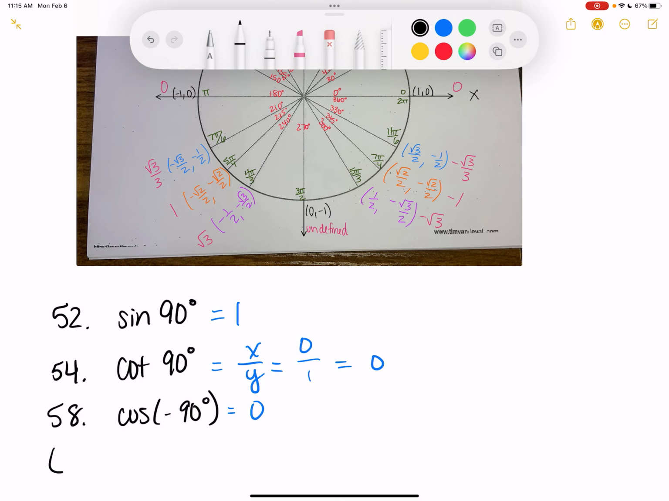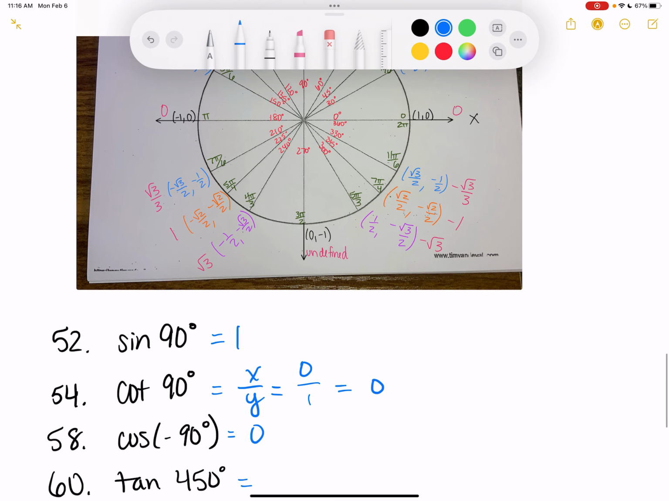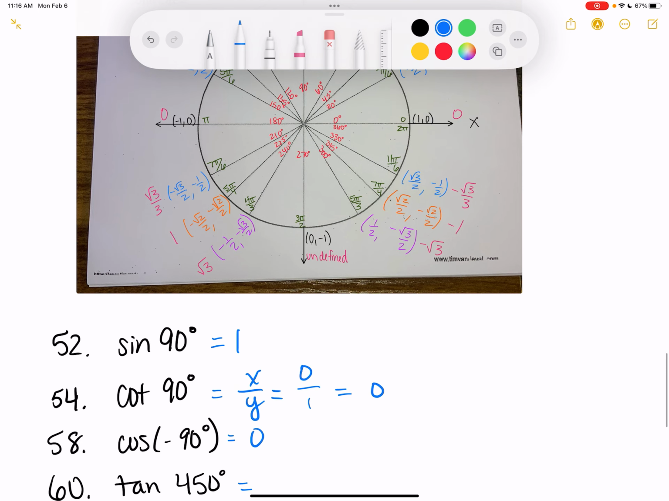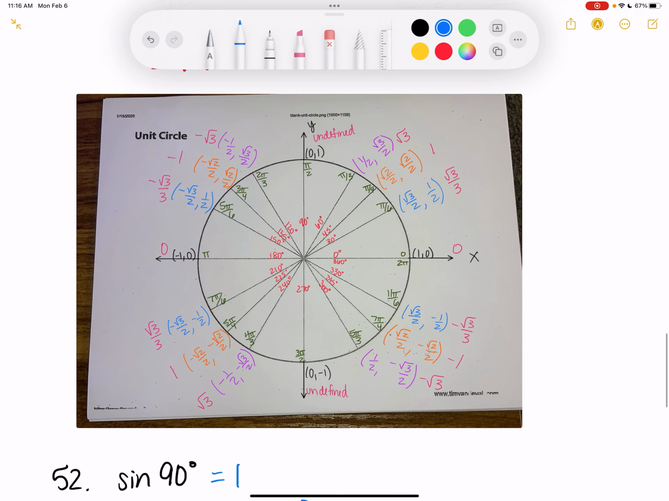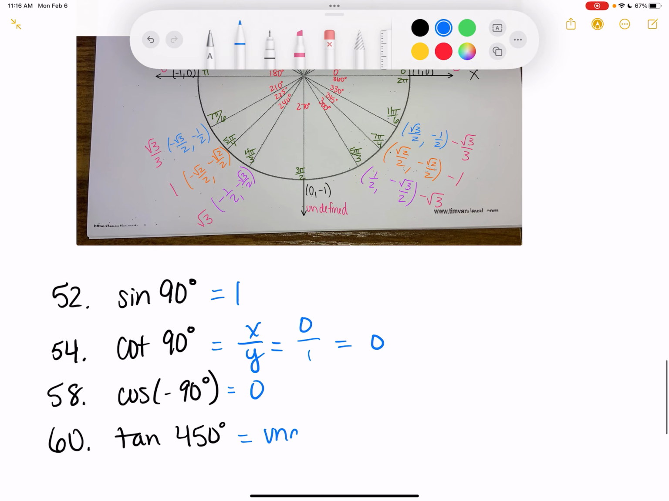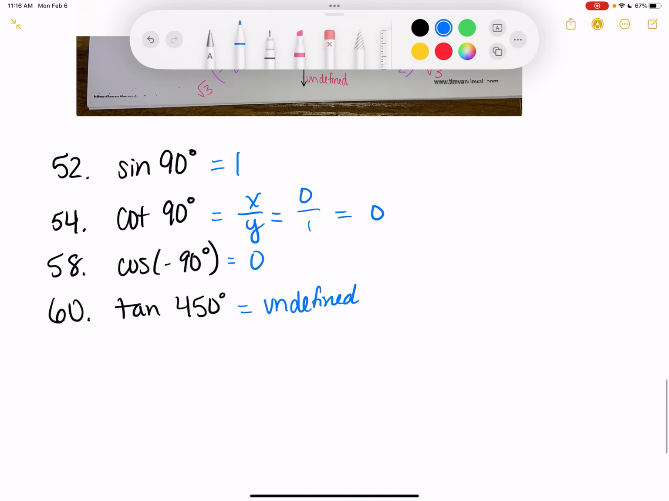All right, 60. Tangent of 450 degrees. So this one, I don't even know. Oh, yeah. So we go all the way around once, and that's 360 degrees, and then we keep going until we get to 450. So 90 plus 360 is 450, so tangent is undefined. All right, those are kind of boring, so we're going to move on.